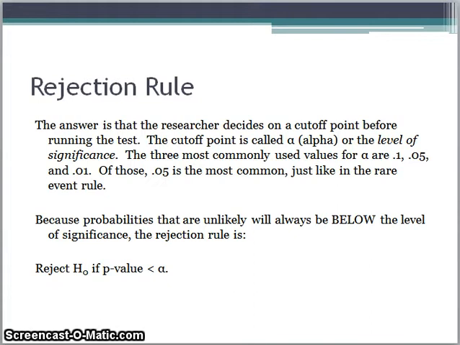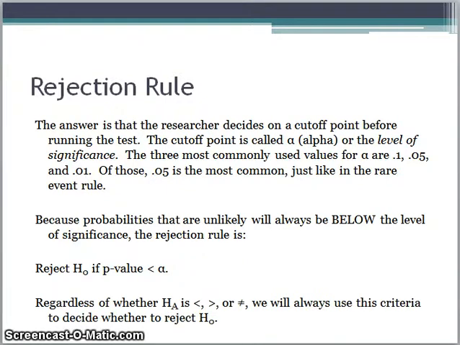Probabilities that are unlikely are always going to be below that level of significance. So the rejection rule is reject H-naught if p-value is less than alpha, the value of alpha given in the problem, or 0.05 if it's not given. Regardless of whether the alternative hypothesis is lower-tailed, upper-tailed, or two-tailed, it's always reject H-naught if p-value is less than alpha.